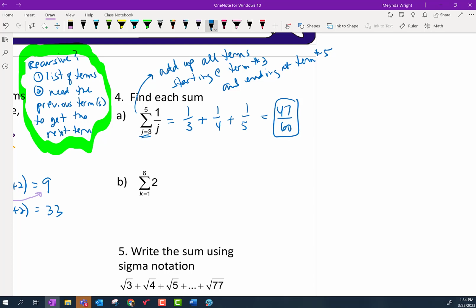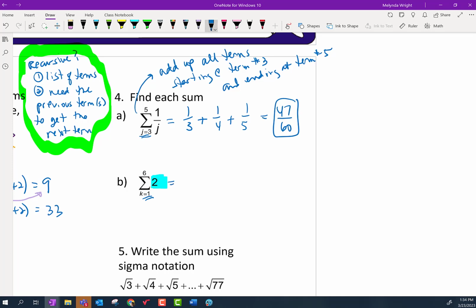Okay, let's do part B by hand, and then we'll go get the calculator and do them on the calculator. So again, what does this mean? It means start at the first term and add all of them up all the way to the sixth term. I need to put a 1 in where there's a k. Okay, I'm looking at this. Are we seeing any k's? There's no k. Okay, so what does that mean?